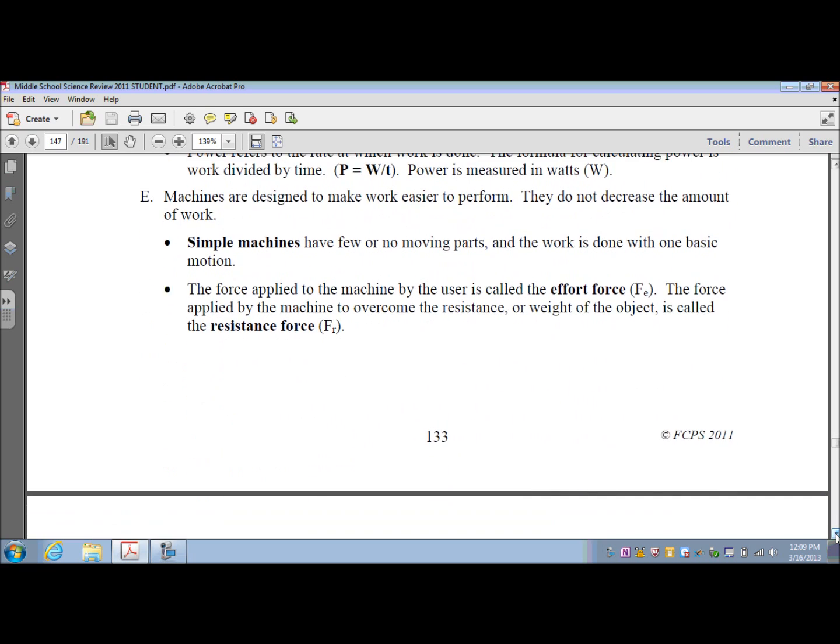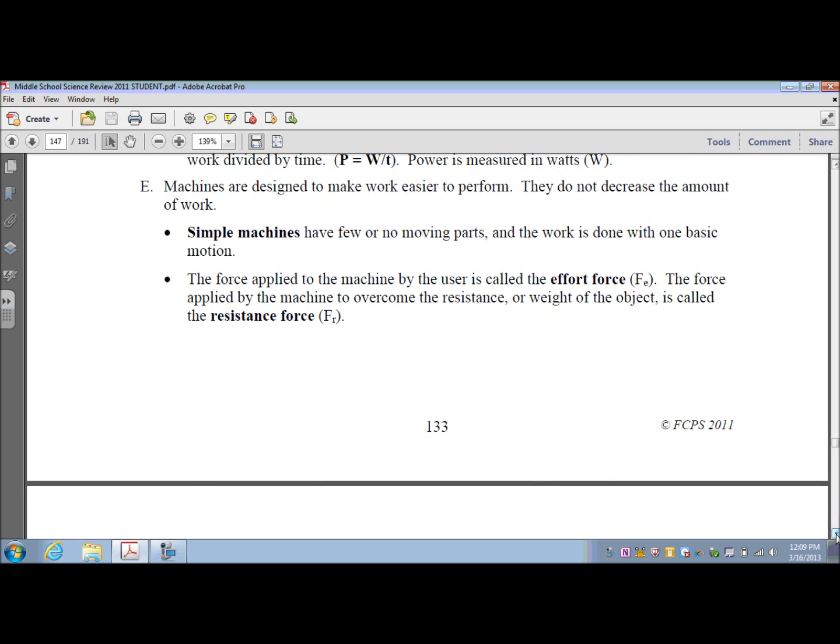Section E. Machines are designed to make work easier to perform. They do not decrease the amount of work. That's a huge concept. Machines make work easier. They do not decrease the amount of work. Simple machines have few or no moving parts, and the work is done with one basic motion. The force applied to the machine by the user is called the effort force. The force applied to the machine to overcome the resistance or weight of the object is called the resistance force.